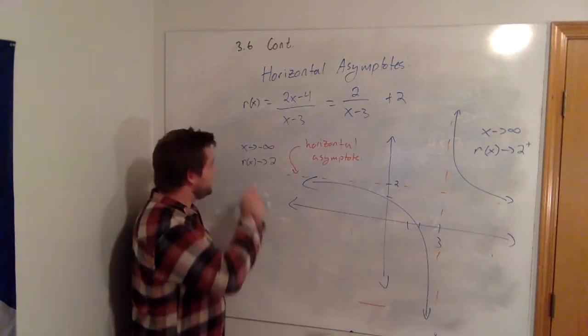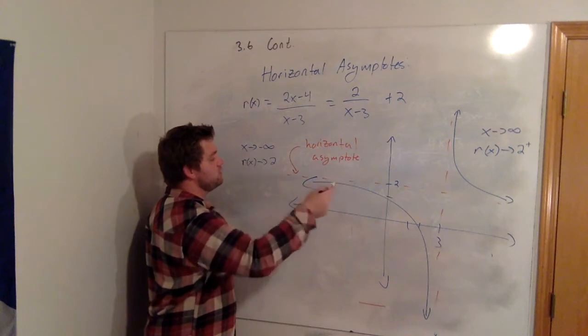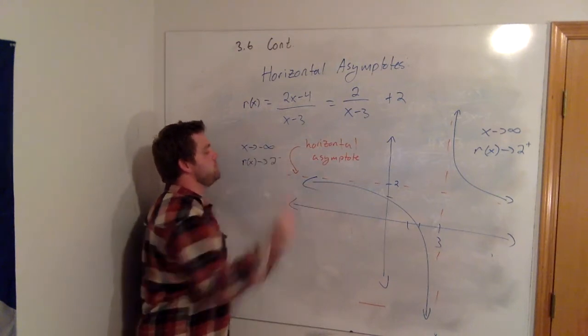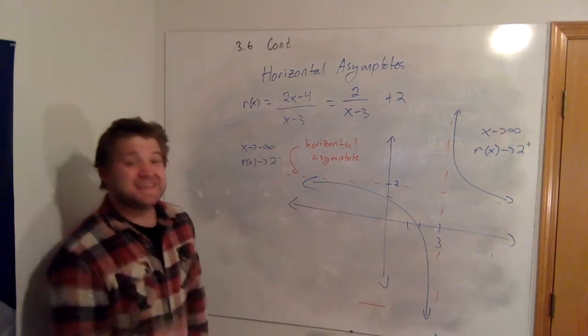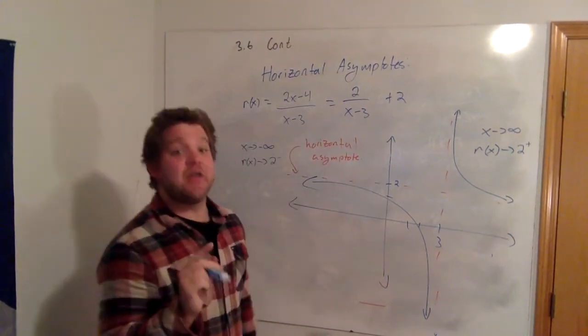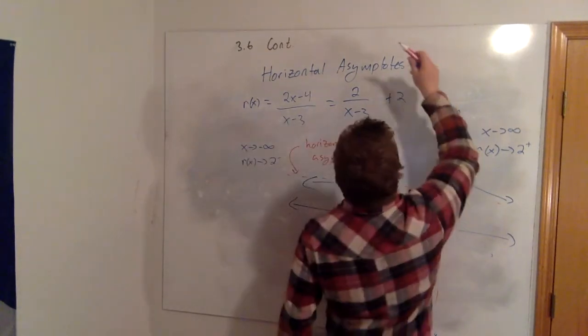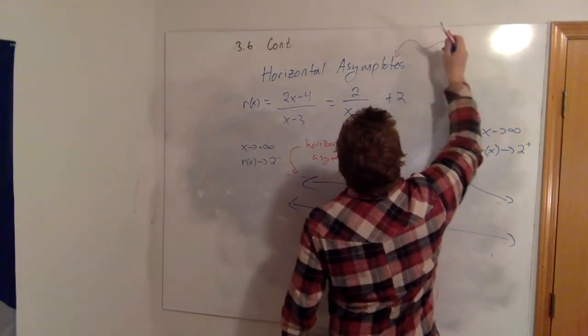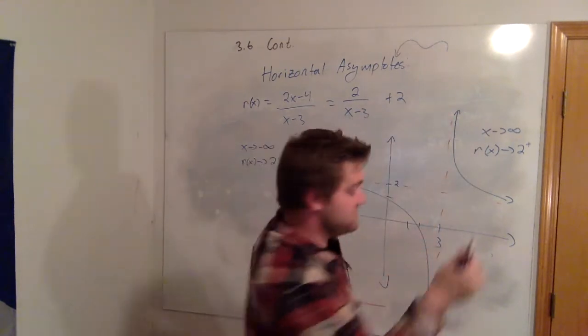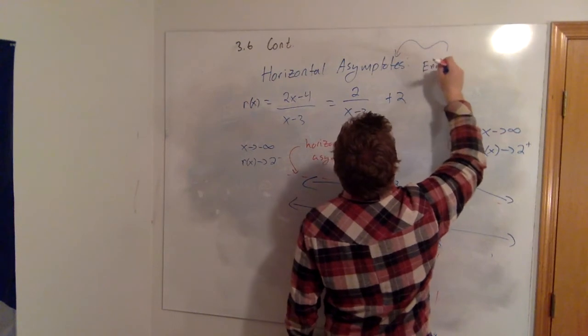Okay? And as x is going towards negative infinity, this function here is getting closer to 2 from the bottom, so I might put a minus here. But the key thing to realize is, what is a horizontal asymptote telling us? It's telling us about the end behavior. Horizontal asymptotes, what are they? This is analogous to the end behavior.